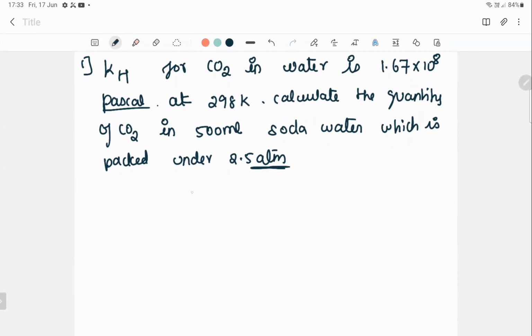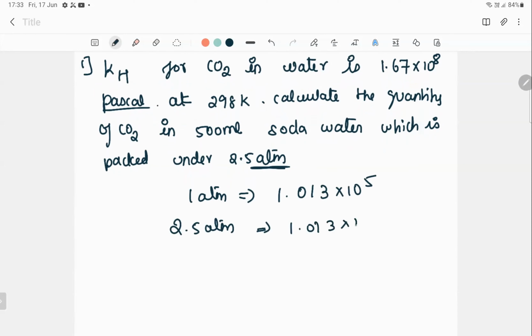See, 1 atmosphere is equal to 1.013 into 10 to the power 5 Pascal. So here it is 2.5 atmosphere, which is 2.5 into 1.013 into 10 to the 5. So just multiply it.